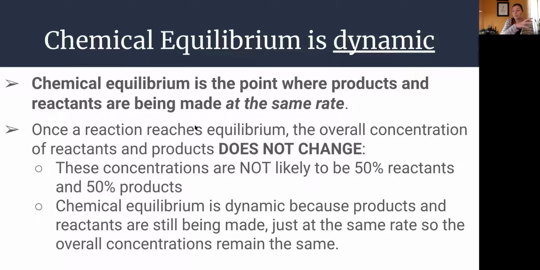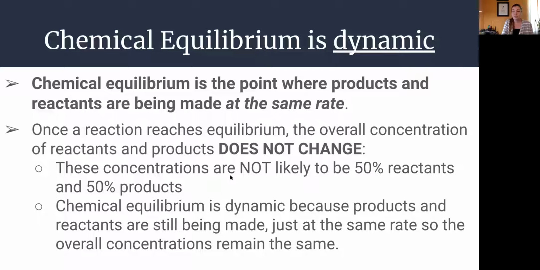So just as we're making a certain amount of products, we're making the same amount of reactants, so we don't see any visible changes. Once a reaction reaches this point where the rate of making products and making reactants is the same, the overall concentration of the reactants and products doesn't change. That's why we don't see any changes happening, because the overall amounts aren't changing, even if they're constantly being formed.